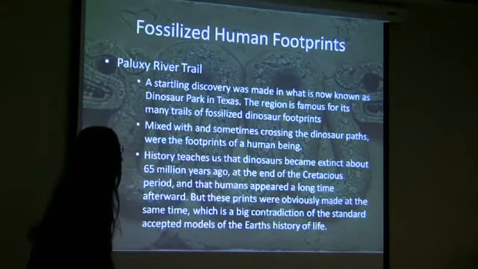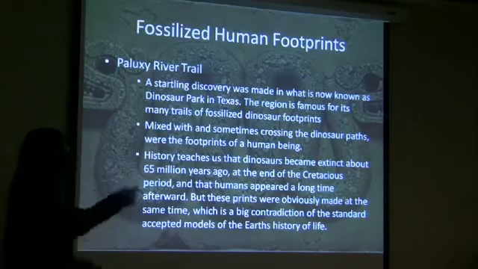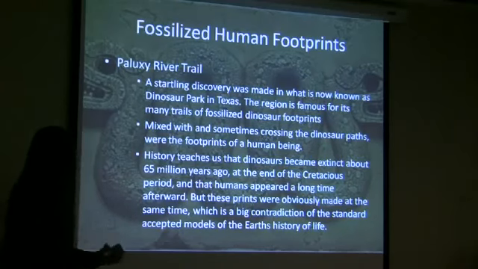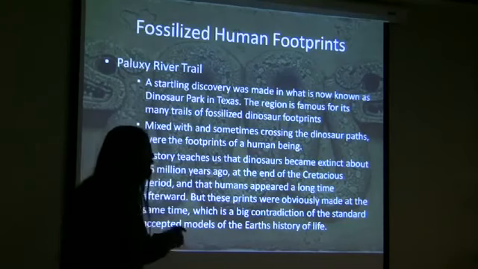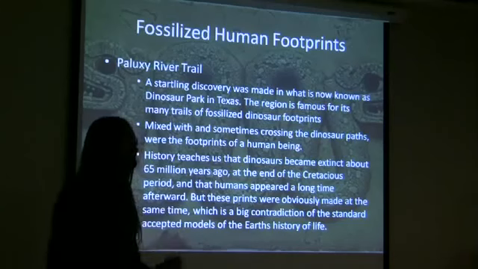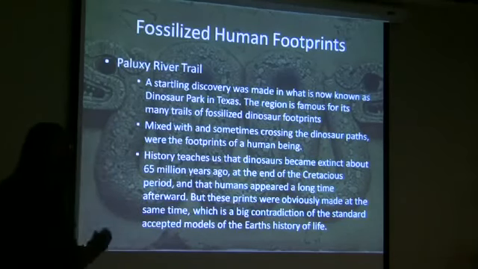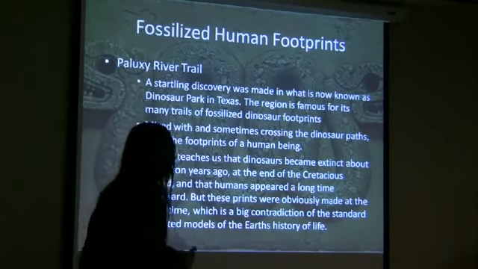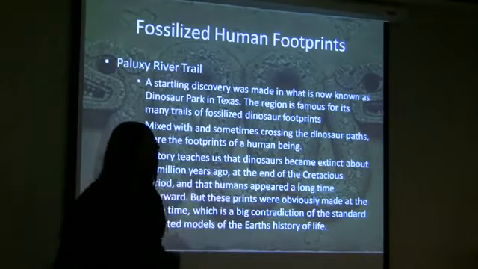History teaches us that the dinosaurs became extinct about 65 million years ago, at the end of what they call the Cretaceous period, and that humans appeared like 400,000 years ago from today. So a discrepancy of over 65 million years, right? But these prints were obviously made at the same time, suggesting a big contradiction in the standard accepted models of the Earth's history of life. So here's your dinosaurs and here's your people supposedly existing at the same time period. A time period that science tells us is separated by 65 million years.